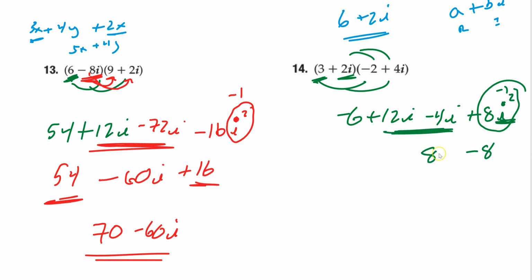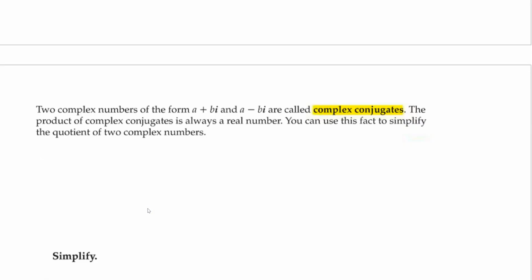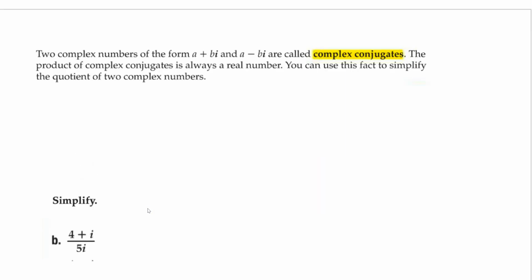These two, you add them up, you get 8i. That's -6. Add these up, you get -14 plus 8i. So that's how you simplify basic complex numbers. So next, let's talk about complex conjugates.